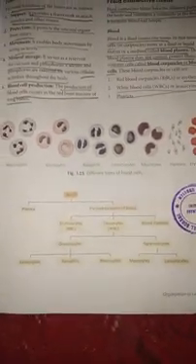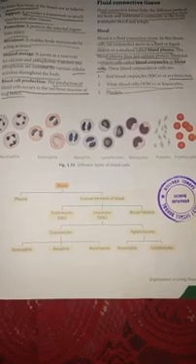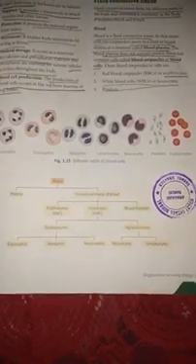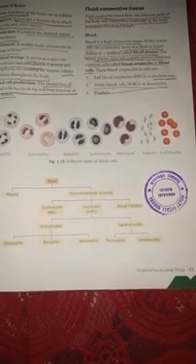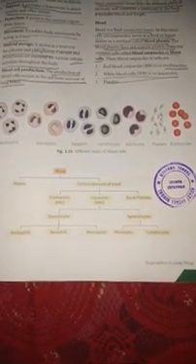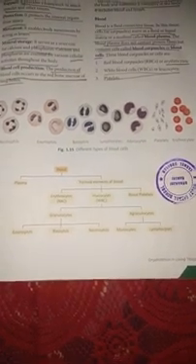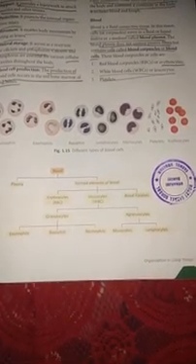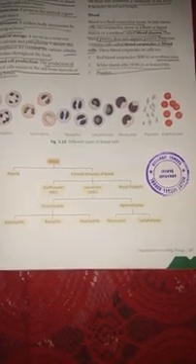Now figure 1.15, different types of blood cells are given over here. Neutrophils, eosinophils, basophils, lymphocytes, monocytes, platelets, erythrocytes. Here the differentiation is a schematic representation of the division of the blood. Plasma and formed elements of blood: erythrocyte, RBC, leukocyte, WBC, and blood platelets.